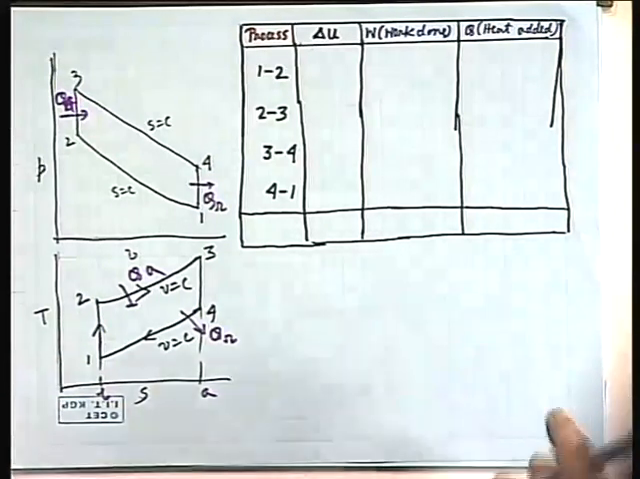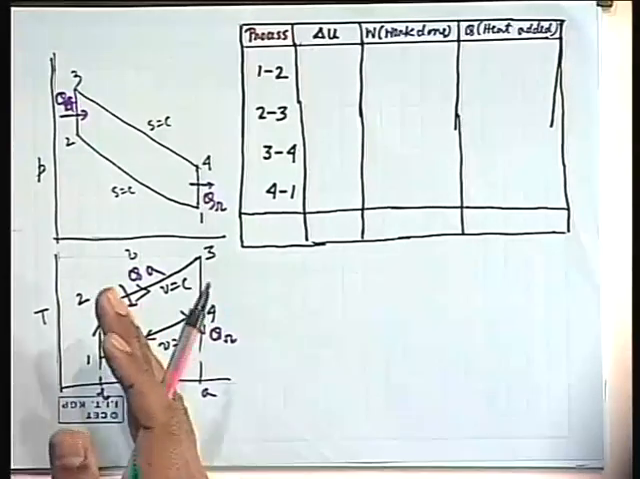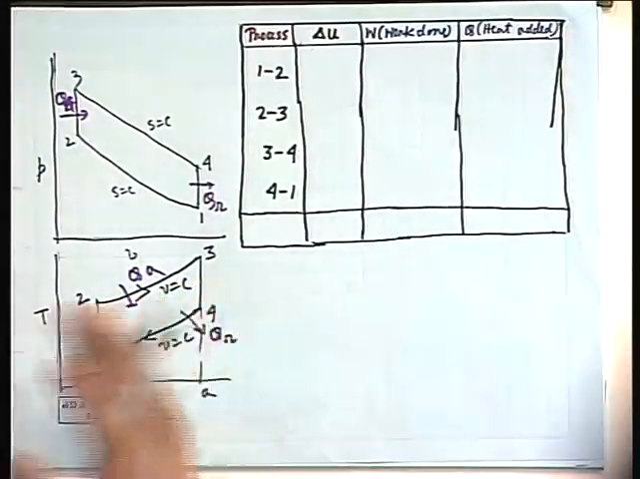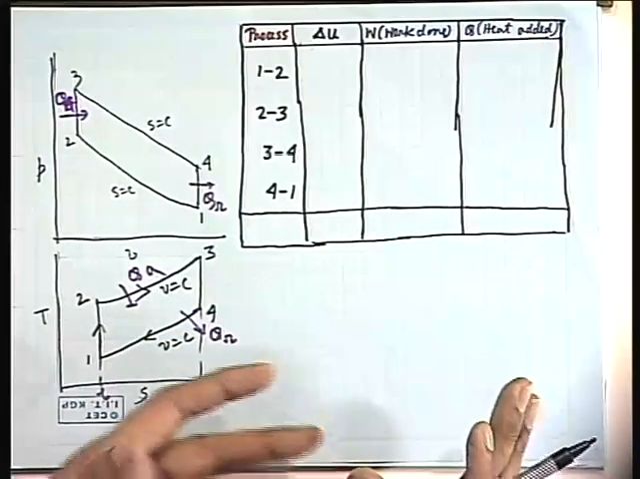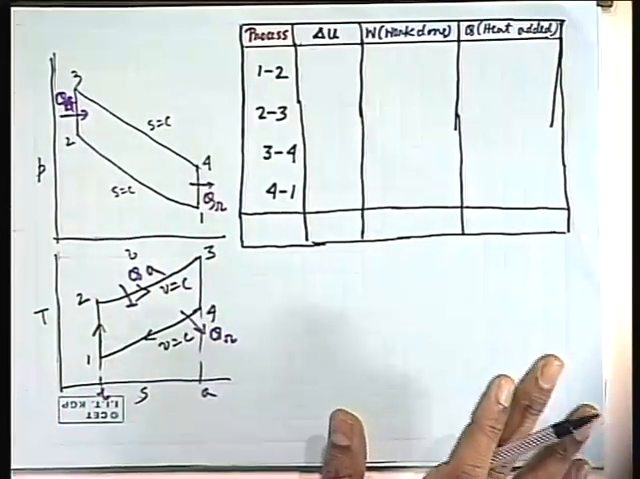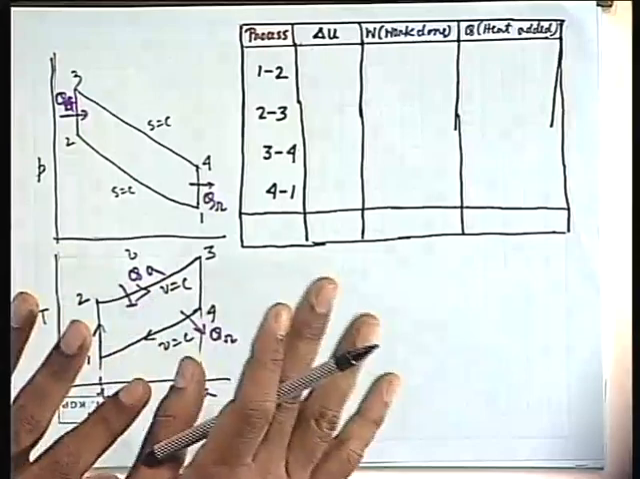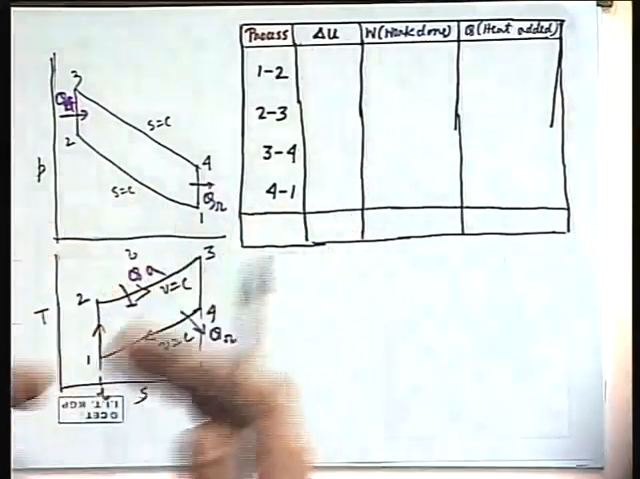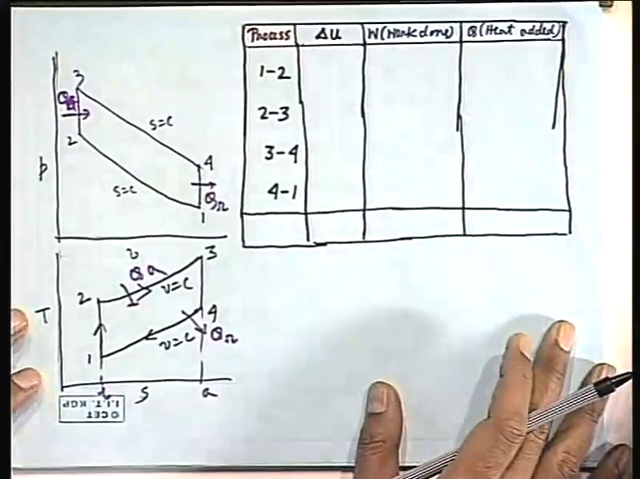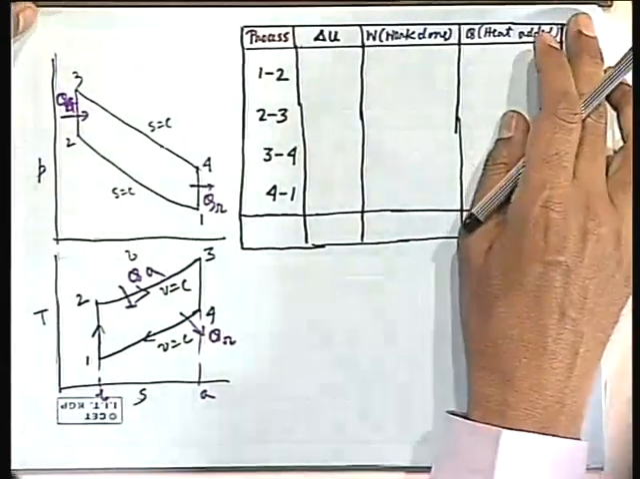These are all well known things, so that we can represent this cycle in PV and TS diagram. Here HS diagram is not necessary, because air is an ideal gas as the working fluid, so enthalpy is nothing but Cp into T. So therefore TS diagram is enough, because enthalpy is only a function of temperature, Cp into T, directly proportional to T. So therefore enthalpy entropy diagram is not required.